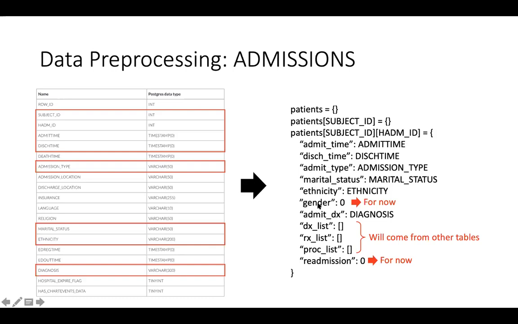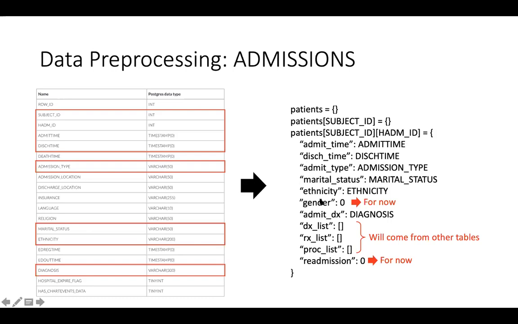status, ethnicity, gender. Oh, I forgot to actually talk about gender. So first of all, admit time, discharge time, admit type, marital status, ethnicity: the first five pieces of information can be collected from this table. And also admit DX could be collected from here. So we map this information to here, and this information to here, which is simple enough.